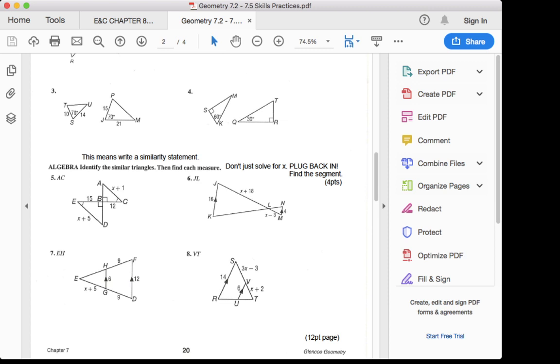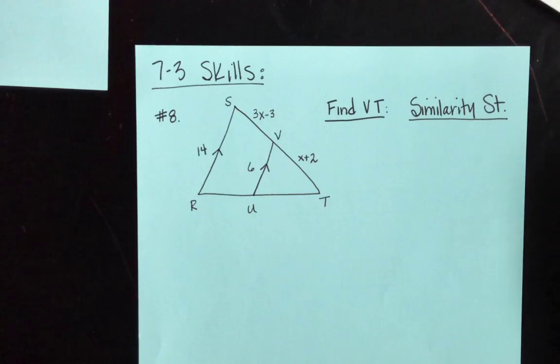It does say right here, identify the similarity, the similar triangles. By identifying it, that means write the similarity statement. Don't just look and think that everybody knows that you're looking at them. So identify the similarity, the similar triangles means write the similarity statement. Then it says find each measure. Right next to it, it says to find VT. So that's why when you're looking at what I've done is I've kind of split this up.